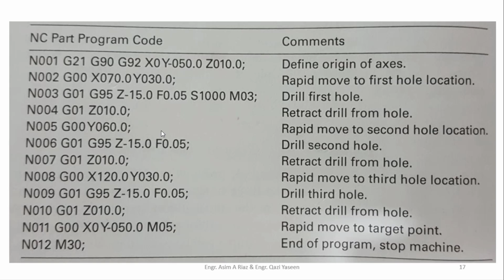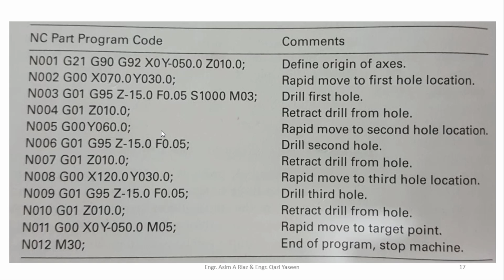So on one side you can see the NC part program code, while on the right side the comments are mentioned. It is very important to write the comments so that, for example, if you want to read the program after 10 days, 2 weeks or 3 weeks, from the comments you can easily identify the information regarding that particular instruction or block. So N001, G21, G90, G92, you can see the appendices or tables for the description of those codes. For example, N001 shows the sequence number 1 or the instruction number 1.